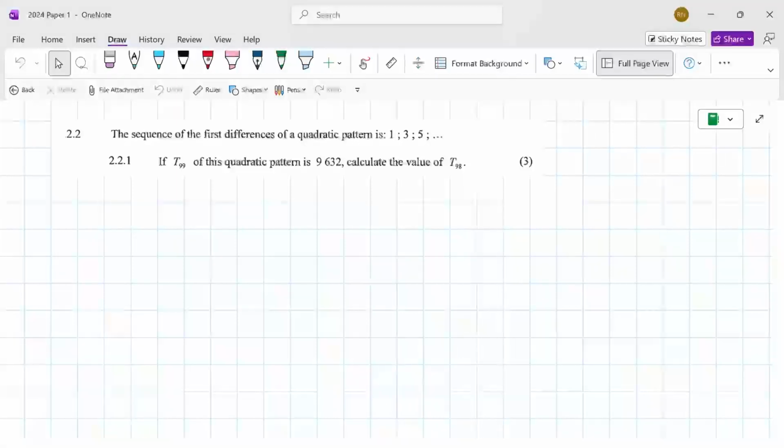So let me just give you an example here. So if you had a number pattern, okay, let me think.